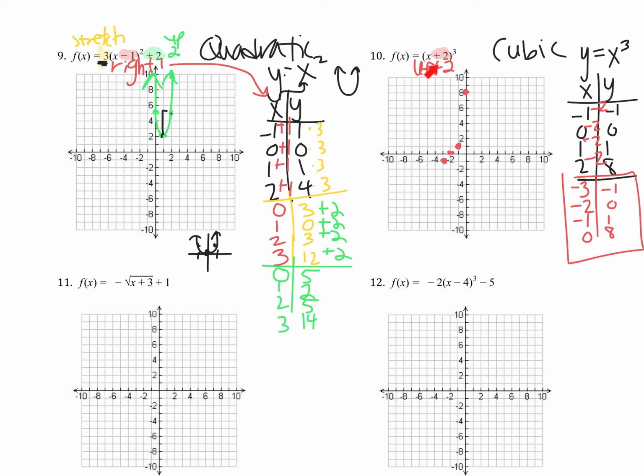There's only one transformation, and that's to move it left 2 because it's inside. So again, whatever's inside is the only thing that goes with x. So we subtract 2, and we get our final points. Here are our final points on the graph.